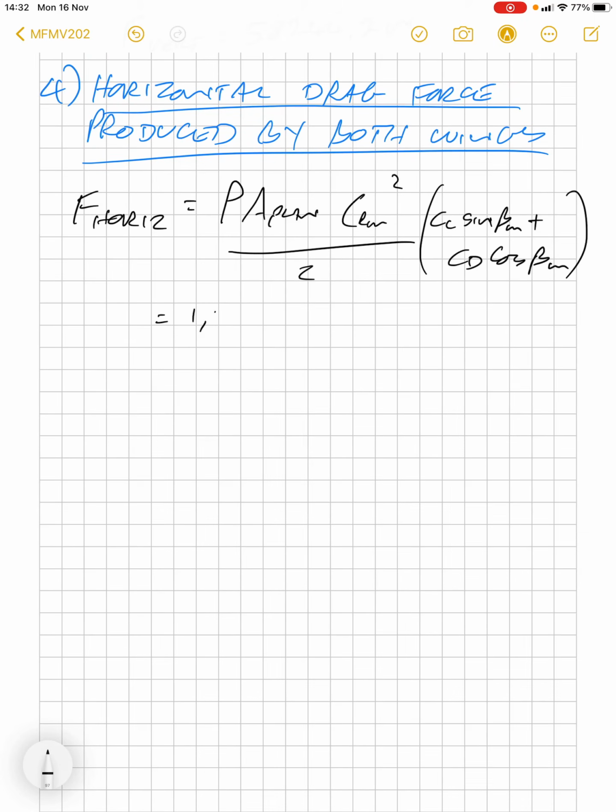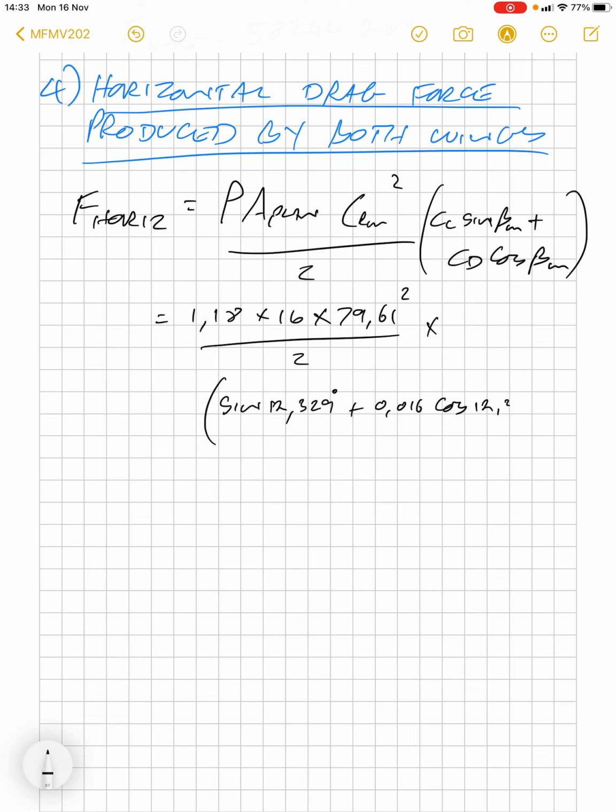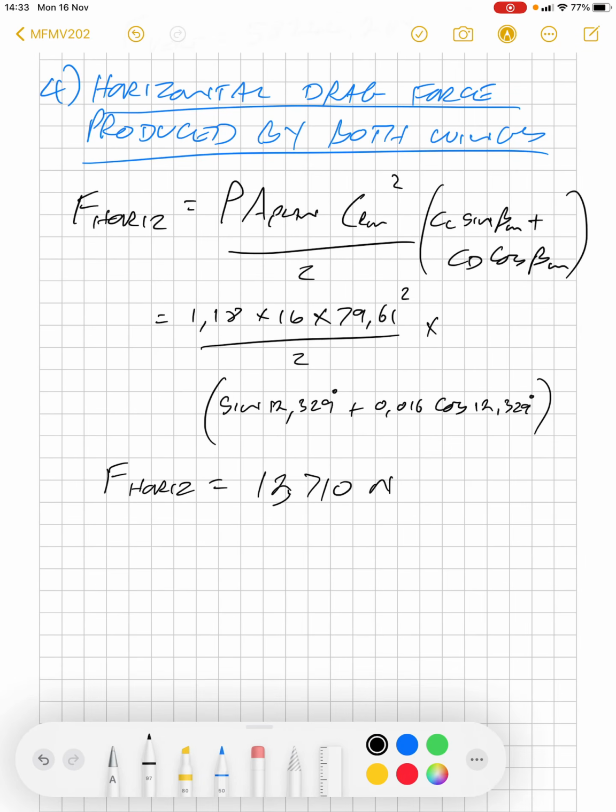Substituting 1.18 times 16 times 79.61 squared over 2 and multiplied by sine of 12.329 degrees plus 0.016 cos 12.329 degrees. Horizontal forces total 13,710 newtons.